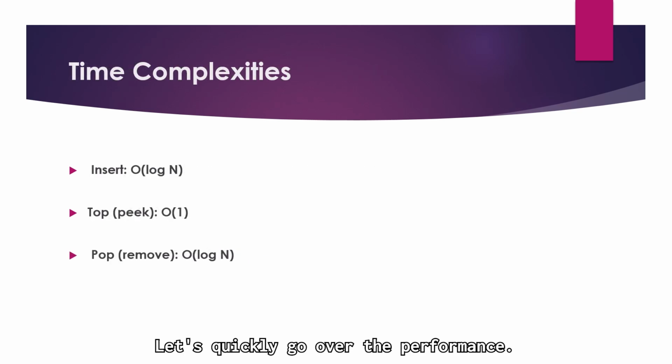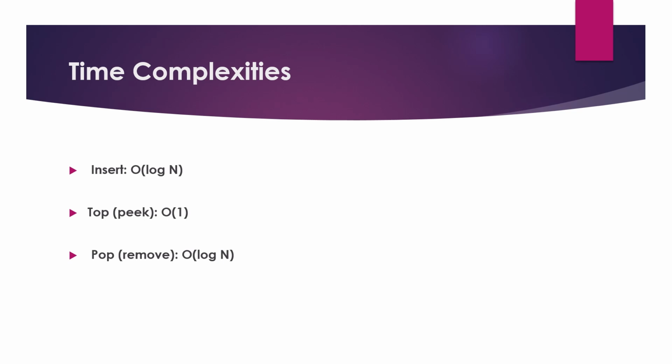Let's quickly go over the performance. Accessing the top element, the highest or lowest priority, is a constant time operation. That's because the top of the heap is always at the root. Pushing a new element or popping the top element both take log n time, where n is the number of elements in the queue. This logarithmic time comes from the need to maintain the heap structure through upheaping or downheaping. These efficient operations make priority queue a highly effective tool for real-time and large-scale computations.